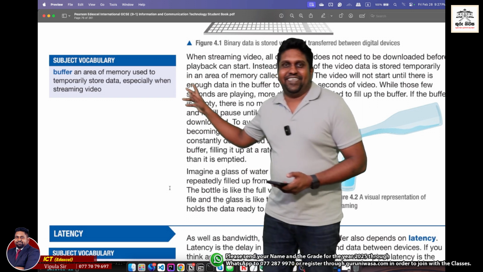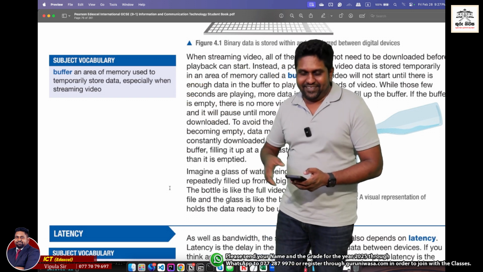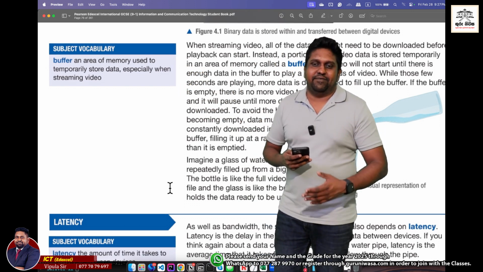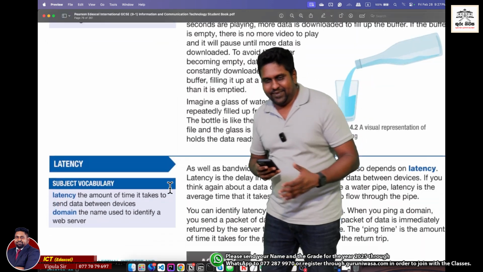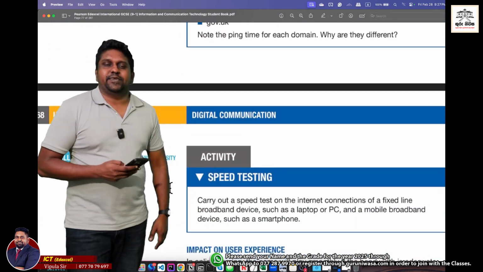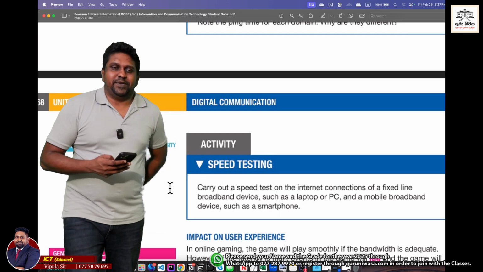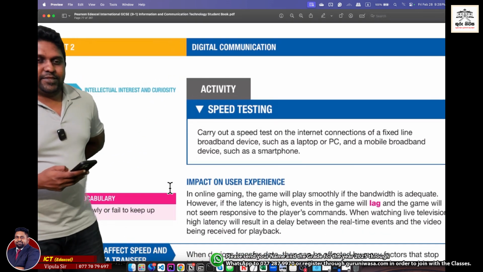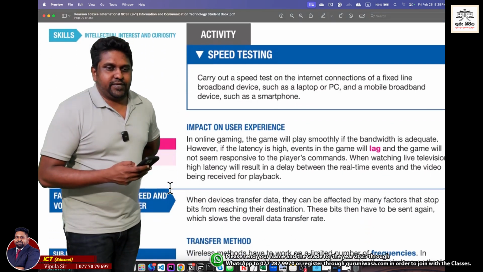So this buffering makes sure that the videos and whatever the options are properly loaded, so that you have a good experience. That's the point behind that.